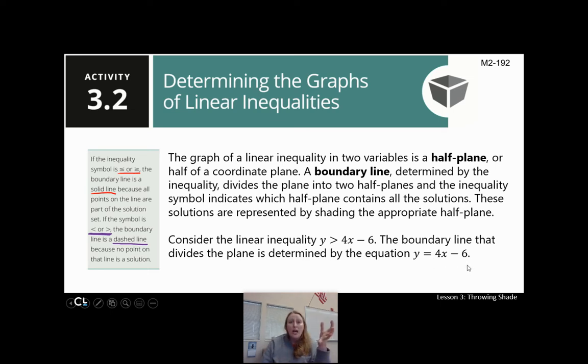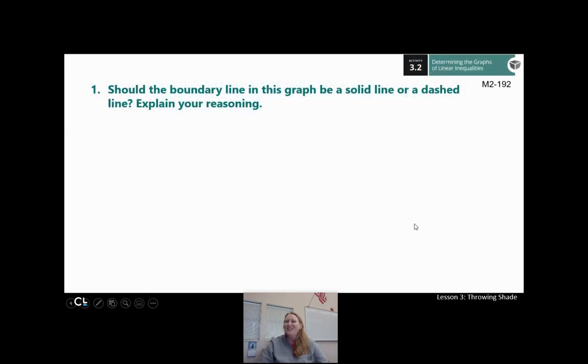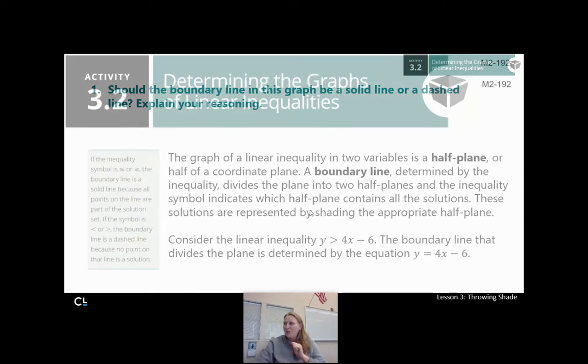So if you want to know how to find your boundary line, put an equal sign in there and that'll help you graph your boundary line, okay? But let's answer a few questions. Before we make our boundary line, let's make sure we answer some important questions. Question number 1: should the boundary line in this graph be a solid line or a dashed line? Explain your reasoning.